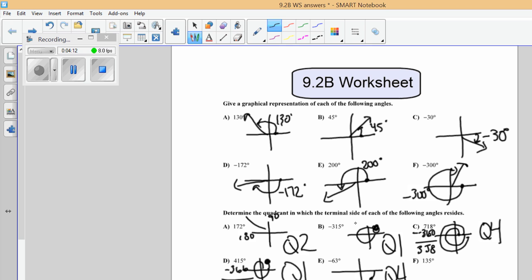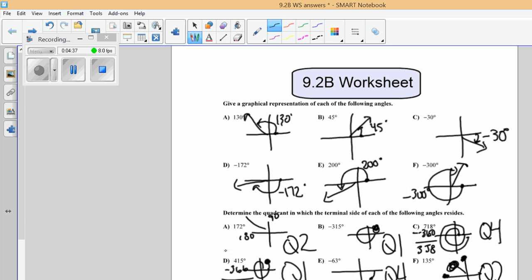135 degrees. Well, here's 90, here's 180, so 135 is somewhere in here. That's quadrant 2. See, the difference between this and the graphical representation is we don't have to be precise. We don't actually have to know where 135 degrees is.